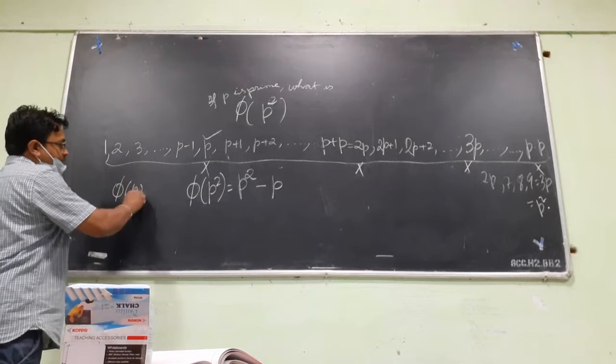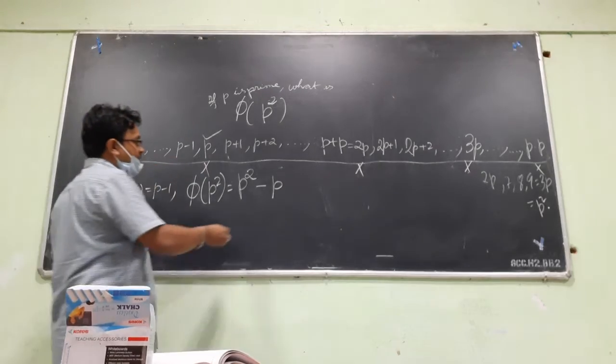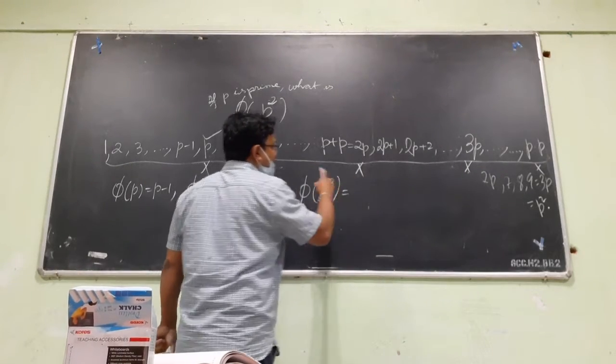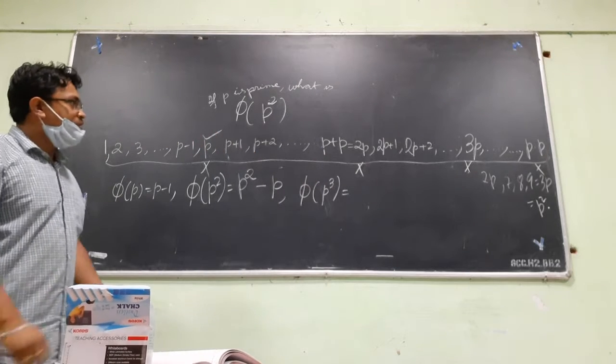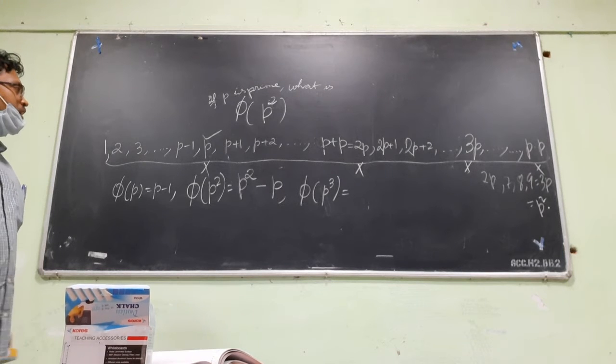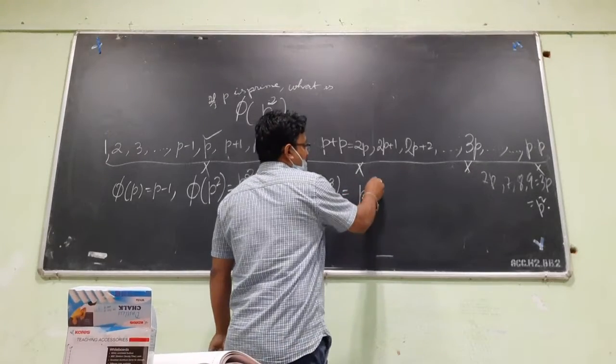So what did you get? Phi of p is actually p minus 1. Phi of p square is p square minus p. What will be phi of p cube? Same idea. What is phi of p cube? So total how many are there up to p cube? P cube numbers are there.